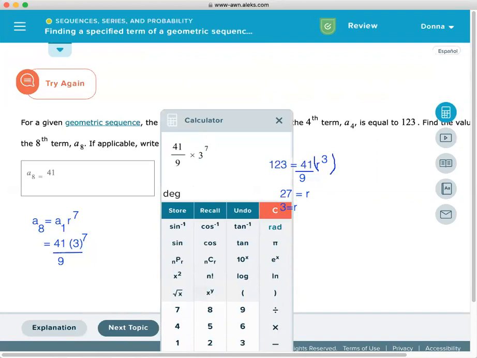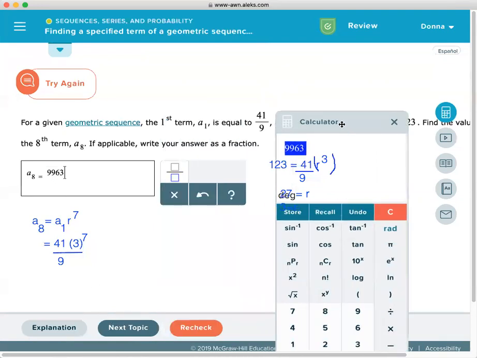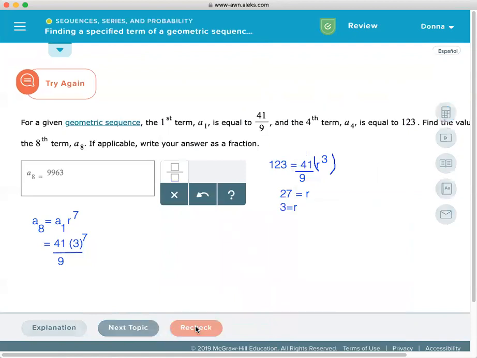I think I somehow let my 7 probably look like a 2 and I canceled it and had 3 squared and 9. But anyway, the answer should be 99/63. So let's check. Perfect. All right, so then let's do the next one.